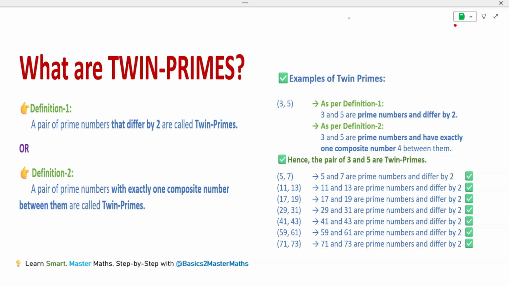Hi all, welcome again. Today we will see what are twin primes.